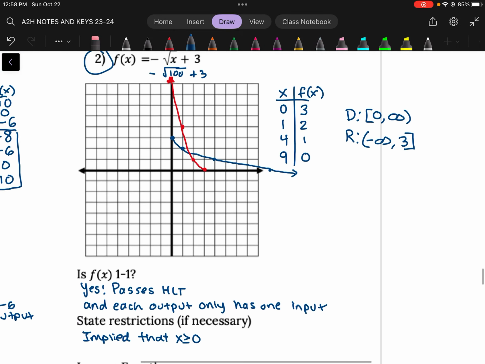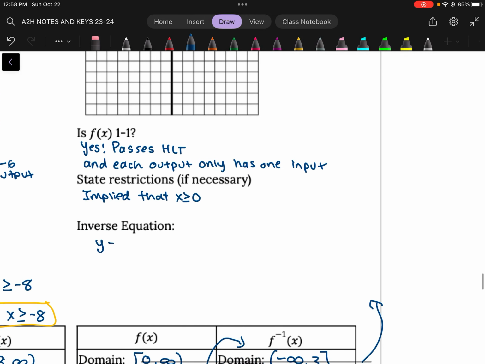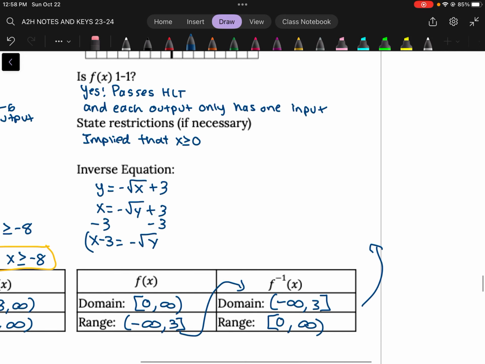Now all we have to do is find the inverse equation. So we'll take our function y equals negative square root of x plus 3. We switch our x and y. And we square each side, right? So we're going to get x minus 3 squared. Now, when we square any negative, it becomes positive, and the square of the square root of y, that's just y, right?